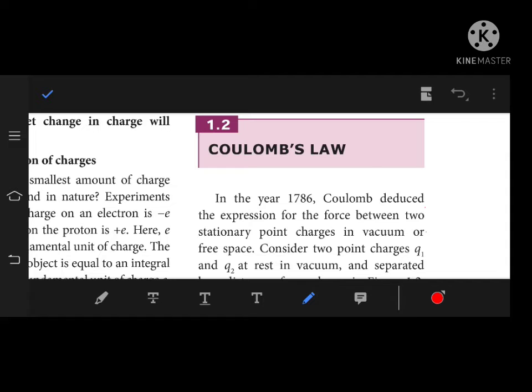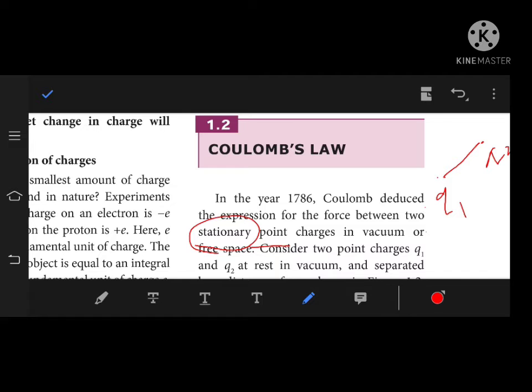We know that this lesson is all about stationary charges. But what is meant by a point charge? A point charge is one whose dimension is very small compared to the distance of separation between the two charges. So these two charges are represented as point charges.